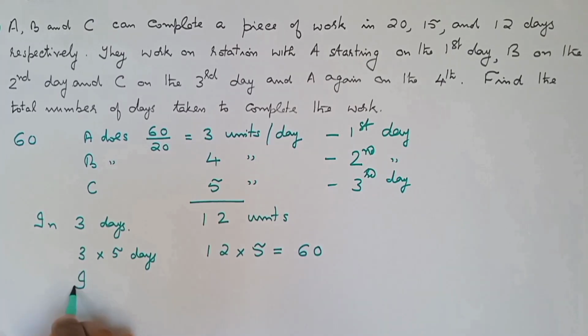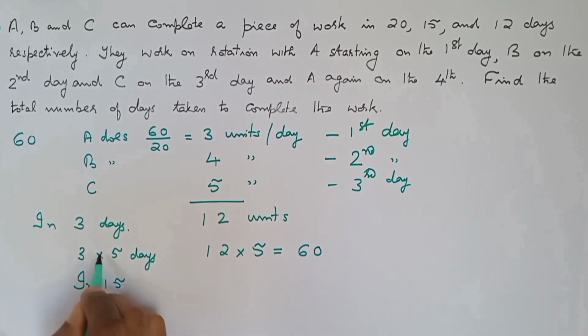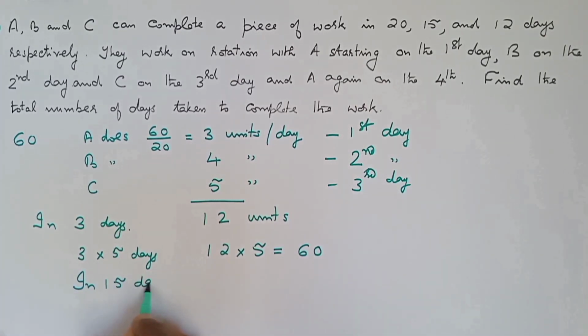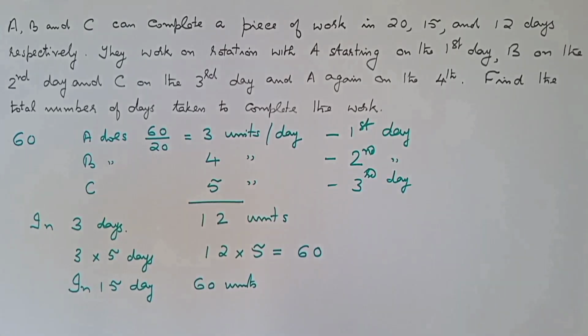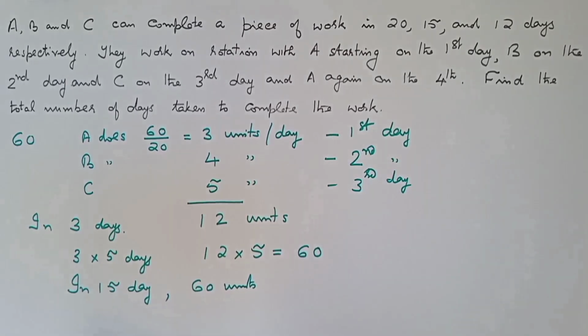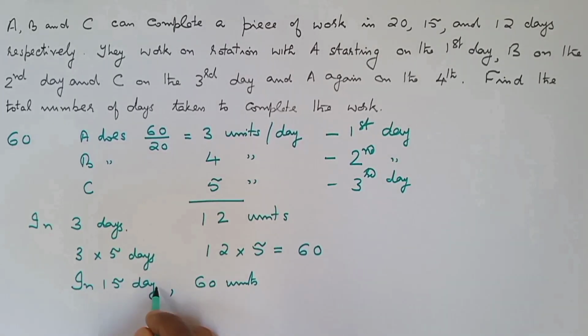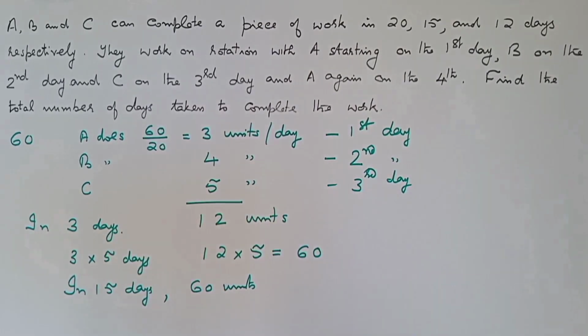So in 15 days, 3 into 5 is 15 days, 60 units of work will be getting done. Rather, 15 days is the total number of days they need to complete the entire work.